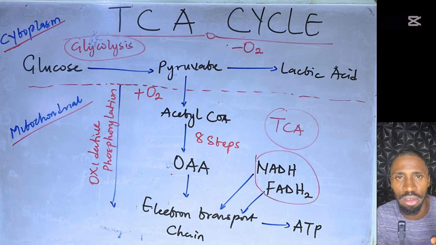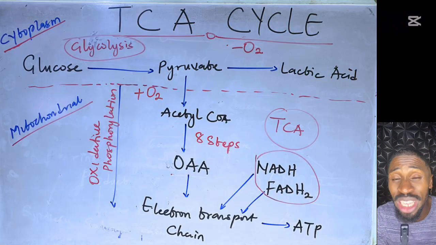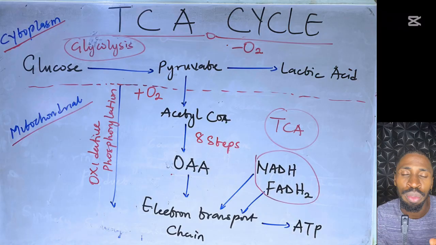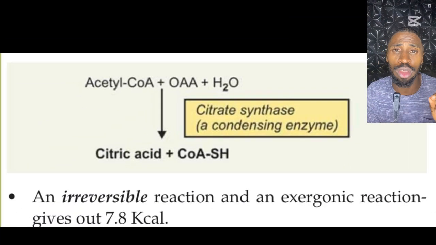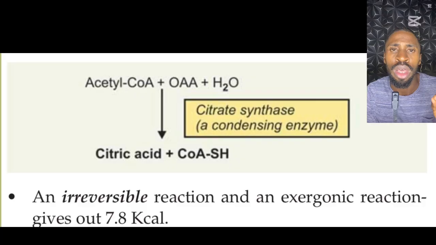It's just 8 steps, and we have 3 irreversible reactions. In glycolysis we also have 3 irreversible reactions: step 1, step 3, and step 10. But in this one we have step 1, step 3, and step 4. So stay with me. Now the first reaction we'll be doing here is the formation of citrate. Citrate is formed.